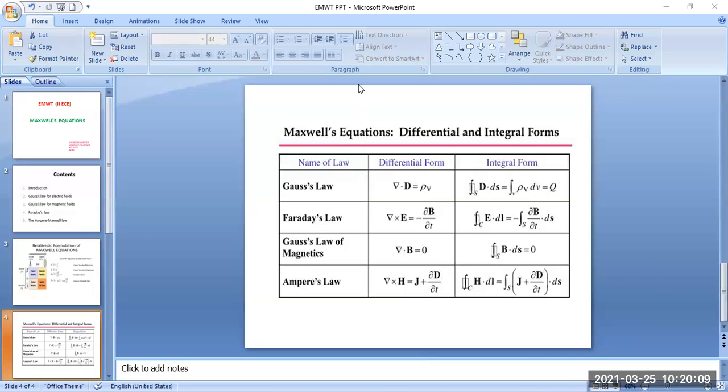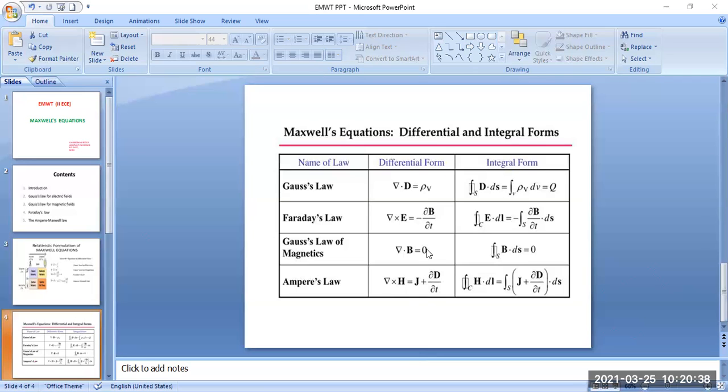Where J bar is equal to sigma E bar. Dou D bar by dou T is epsilon into dou E bar by dou T. Why? Because D bar is equal to epsilon into E bar. So the curl of the magnetic field intensity is equal to the total current density. Otherwise, the curl of the magnetic field intensity is equal to the sum of the conduction current density J bar and displacement current density dou D bar by dou T. This is the differential form.